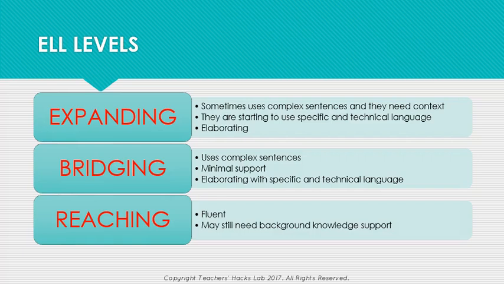Then we move on to bridging. They are nearly fluent. They use complex sentences. They need minimal support. They need to elaborate with specific and technical language. We're pushing them so that they could be academic students, sound completely native speakers. Reaching is it sounds like a native speaker. They're fluent. Even though they're considered fluent, they still might need background knowledge that they don't have. They come from a different place, so their background knowledge is just different.